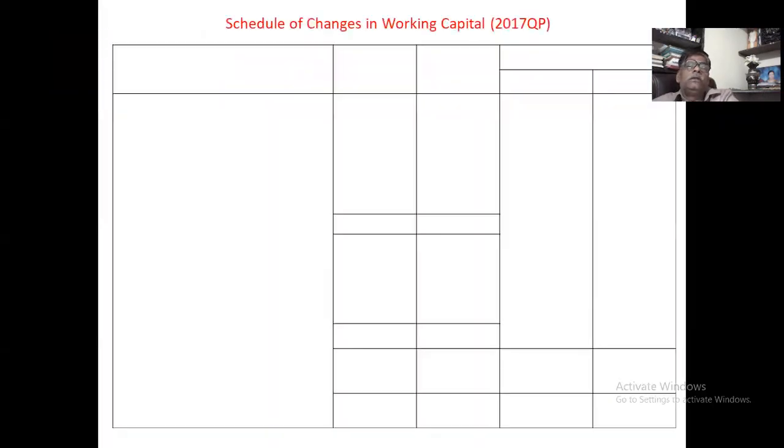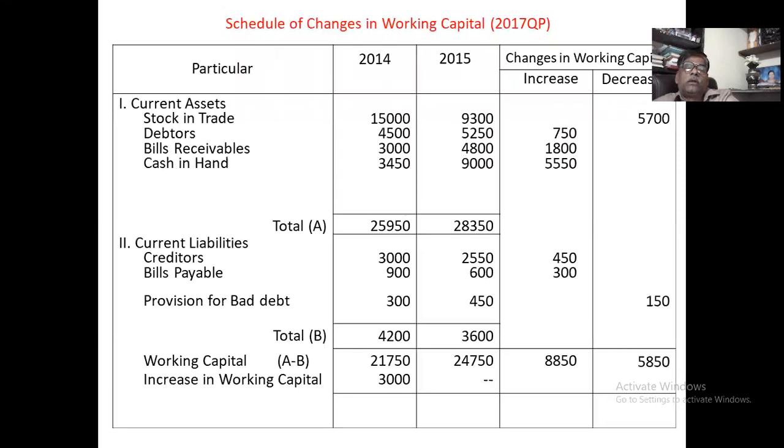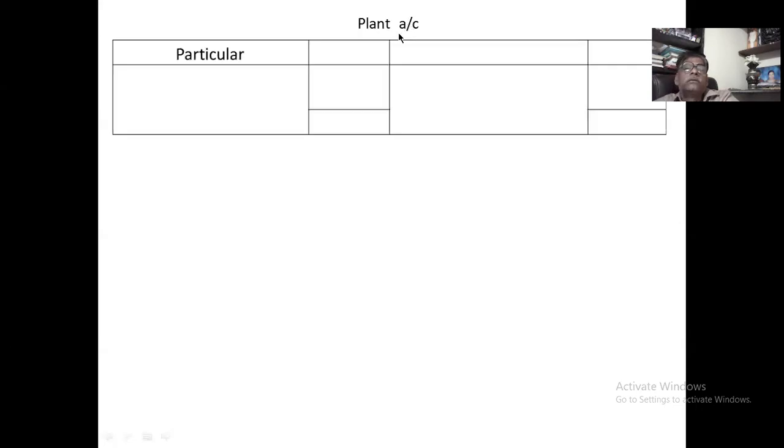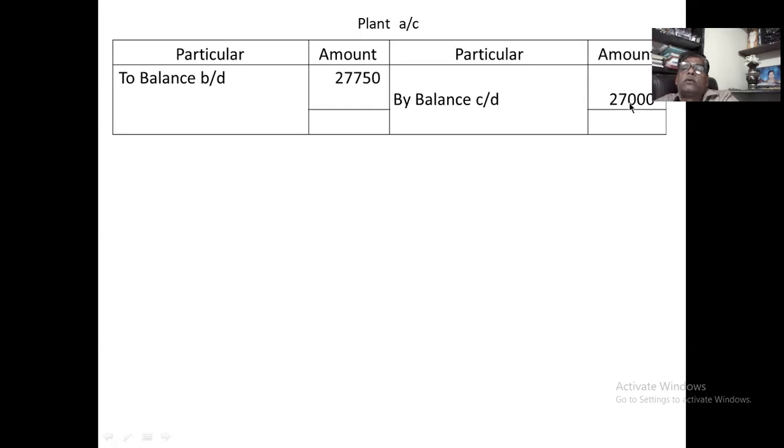Now you see the next table, that is the working note table, that is connected with asset account. Plant account we have to prepare. Plant and machinery account. To balance brought down 27,750. By balance carried down 27,000. Okay. Opening balance, closing balance you write.